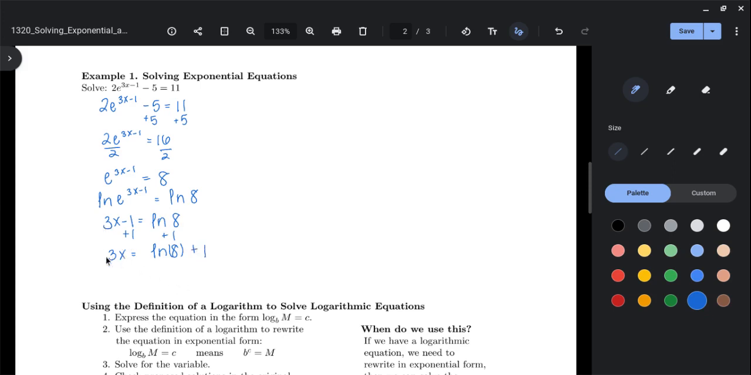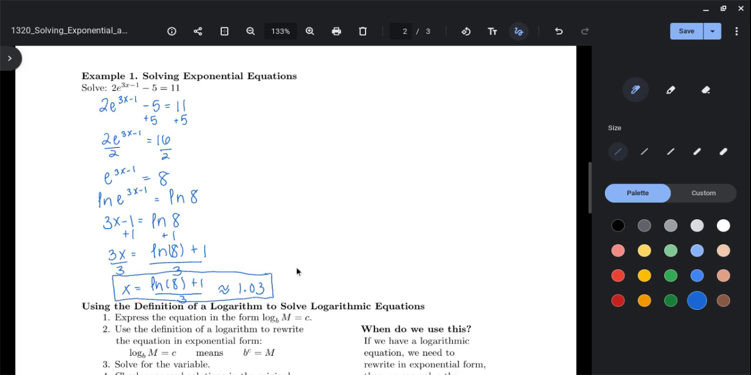And then to undo this multiplication by 3, we're going to divide by 3 on both sides. And so we end up getting x equals the natural log of 8 plus 1, divided by 3. And if you evaluate this in a calculator, you should get a value of approximately 1.03. And there we have solved for x.